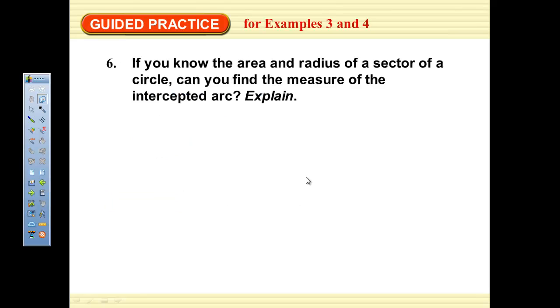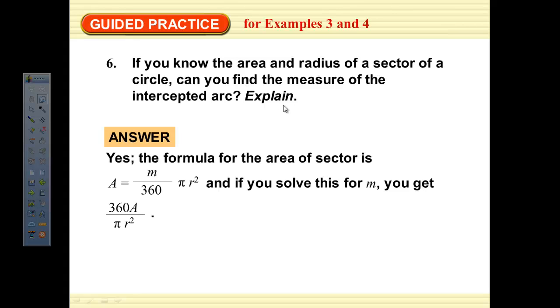Okay, 43.74 square meters. And it says, if you know the area and the radius of a sector of a circle, can you find the measure of the intercepted arc? Well, let's see. Yes, if you know the area and the radius of a sector of a circle. How would you do that? We would know the radius here, we would know the area here, so we could plug it in and solve for this m here.